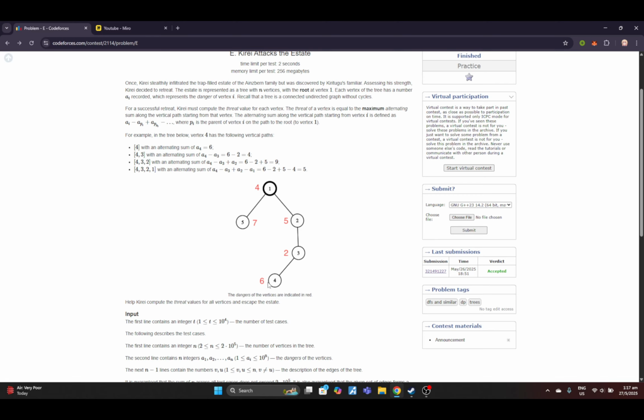Then we see the alternating sums going up to 1: 4; 4, 3; 4, 3, 2; and 4, 3, 2, 1. Then later we see, if it's only 4, then the answer will be 6. If it's 4 and 3, it will be 6 minus 2 because it alternates. If it's 4, 3, 2, then it will be 6 minus 2 plus 5, so it will be 9. Then if it's 4 minus 3 plus 2 minus 1, it will be 5.